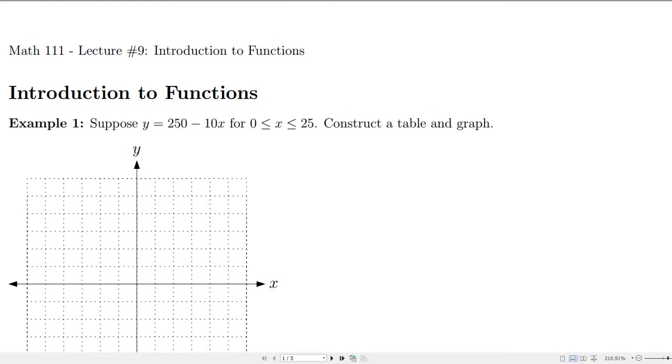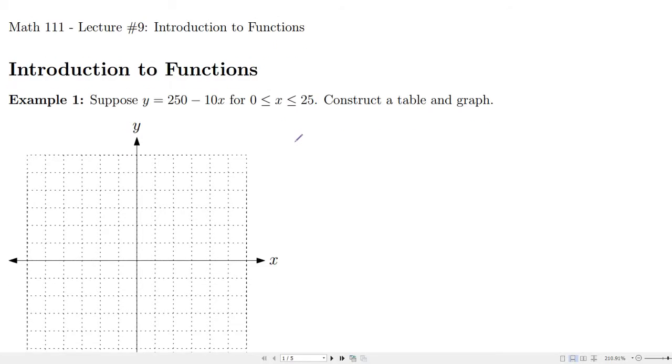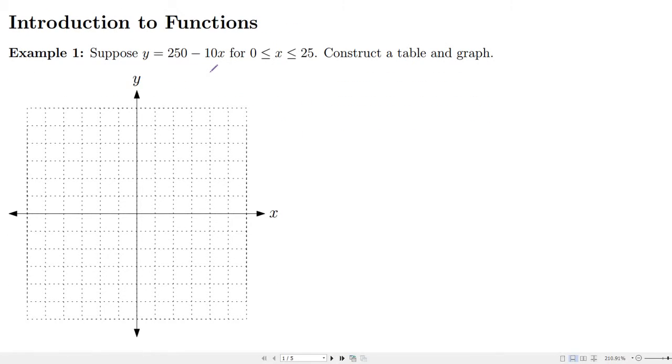In lecture 9, we're going to focus on functions. So we'll start with some examples. Let's suppose that y is equal to 250 minus 10x, and we're going to restrict this function so x only ranges between the values of 0 and 25. So let's construct a table and graph this function.